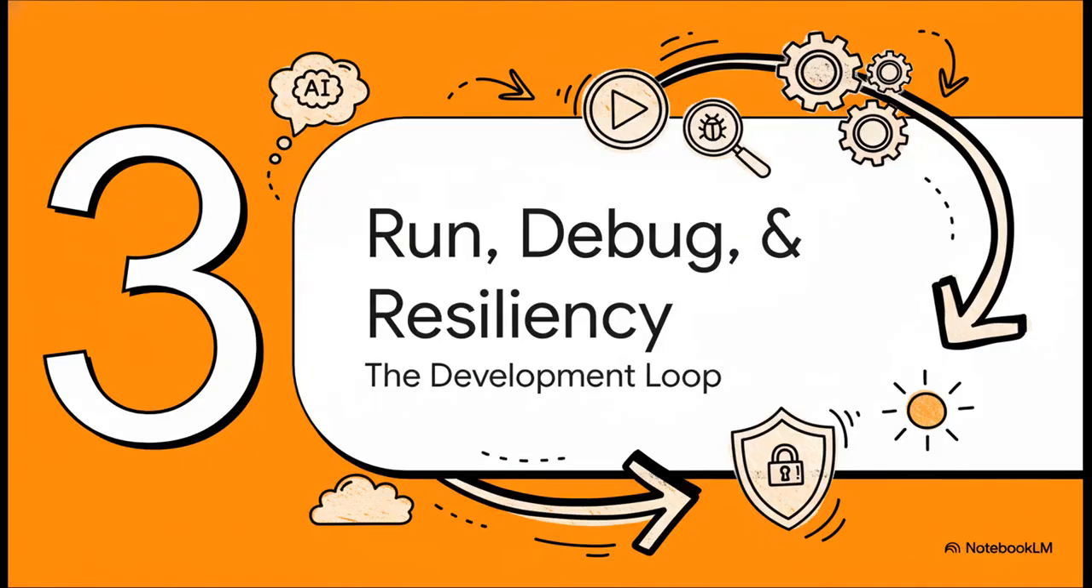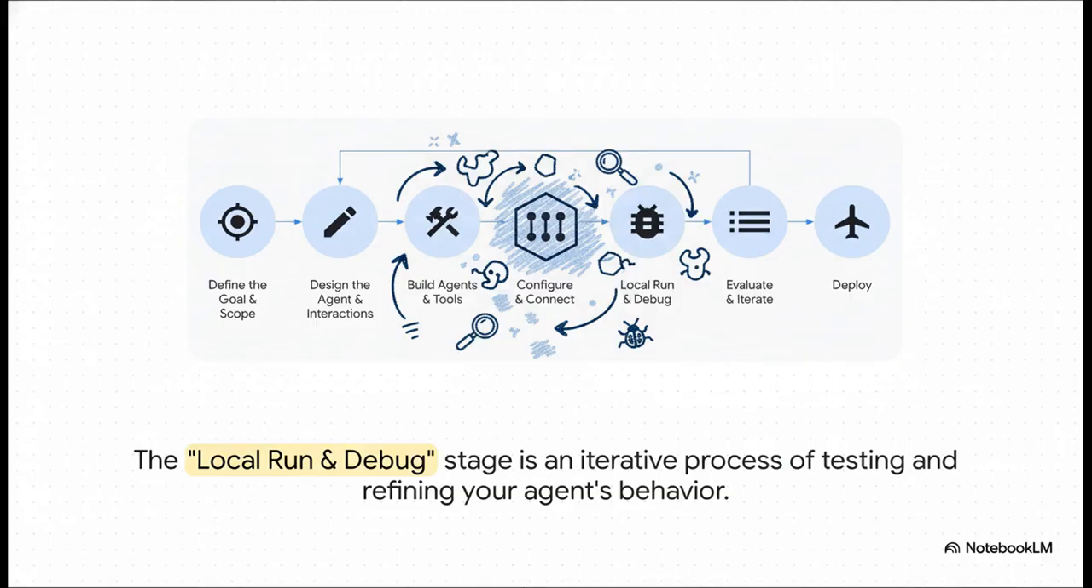Okay, so you've got your team of agents all designed. Now comes, honestly, the most crucial part of the whole process, the development loop. This is where you run, you debug, and you build in resilience. You just keep iterating until it's rock solid. So now we're in this local run and debug stage. This is where the real work happens, right? It's this constant cycle of testing things out, seeing what breaks, fixing it, and refining the agent's behavior over and over again until it's perfect.